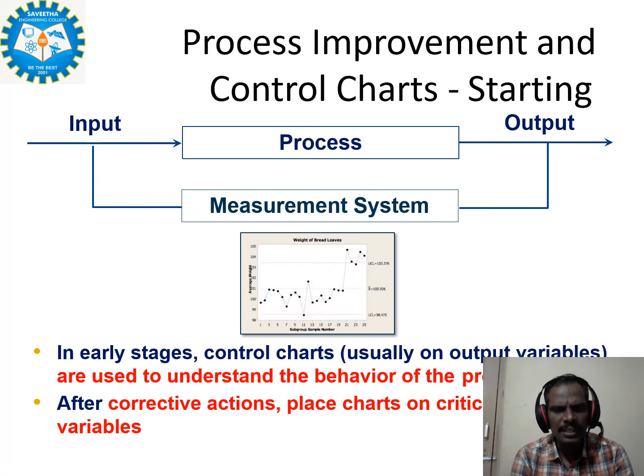So in the earlier stages, the control charts are used for understanding the behavior of the process, where after corrective actions take place, the charts show the variations.